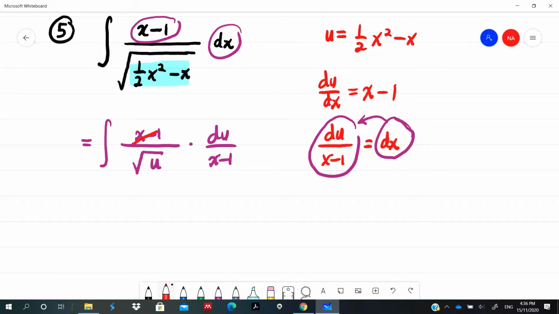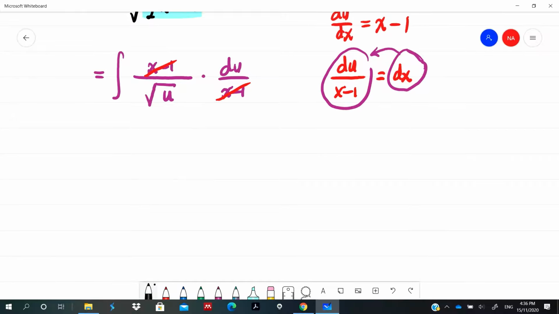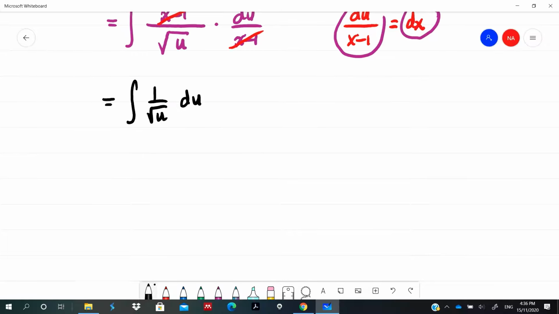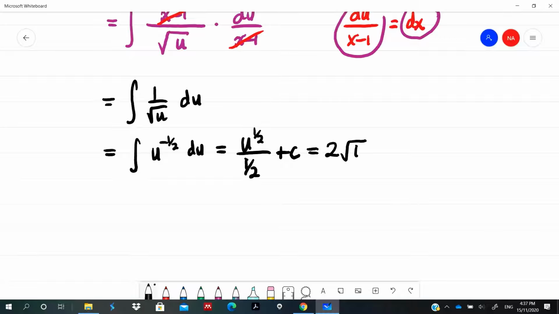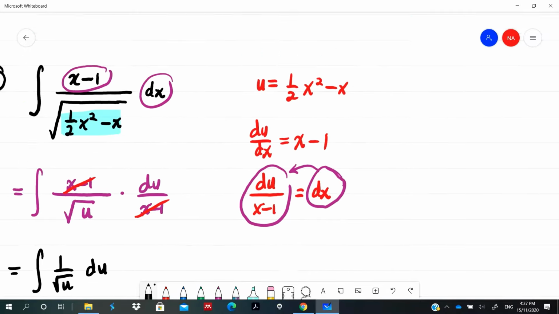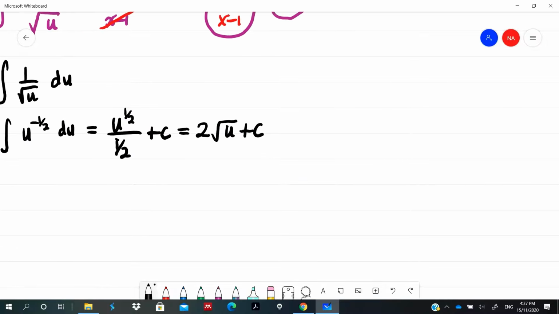And we know that we can cancel this x minus 1 with x minus 1. So we only have 1 over the square root of u, du. We can change the form to be something like u to the power of negative 1 over 2 du. So we can use the power rule technique. That power will become negative 1 over 2 plus 1, which is 1 over 2. So we'll have 1 over 1 over 2, u to the power of 1 over 2, plus c. And we note that this can be simplified as 2 square root of u plus c. And finally, substitute the value of u with this half x squared minus x. So we'll get 2 square root of half x squared minus x, plus c. Thank you.